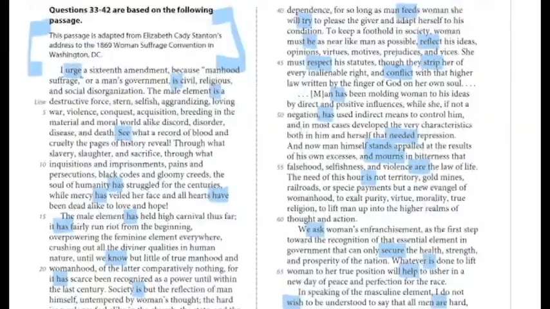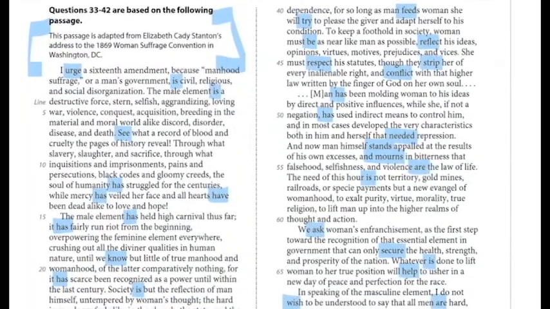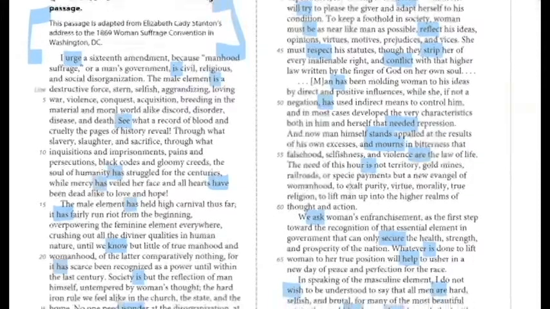So, the passage here is talking about how the male element of violence and forcefulness has taken over the world, and how at that time in the world, what Stanton believes is that society, that the world needs the female element of gentleness and compassion.